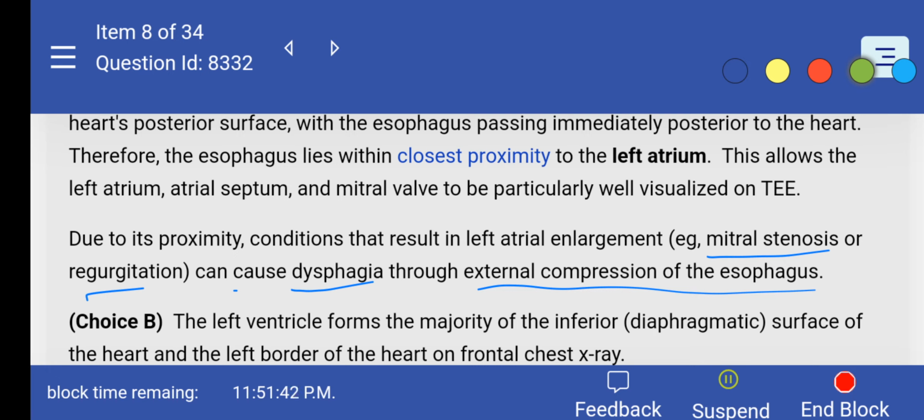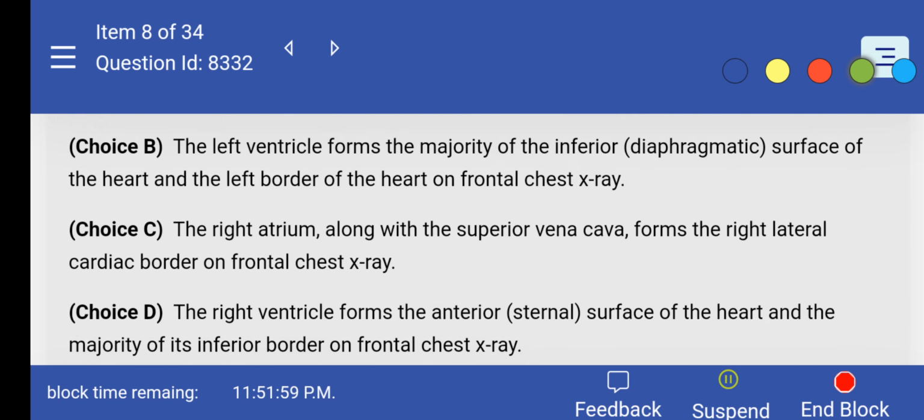We talked about this case in the previous scenario. Why not option B? Let us see the explanation. Because the left ventricle forms the majority of the inferior, diaphragmatic surface of the heart, and the left part of the heart on the frontal chest X-ray. So it is not related to the esophagus in this case. The right atrium, along with the superior vena cava, forms the right lateral cardiac border on the frontal chest X-ray. Why not option D? Because the right ventricle forms the anterior, that is sternal surface of the heart, and the majority of its inferior border on the frontal chest X-ray.